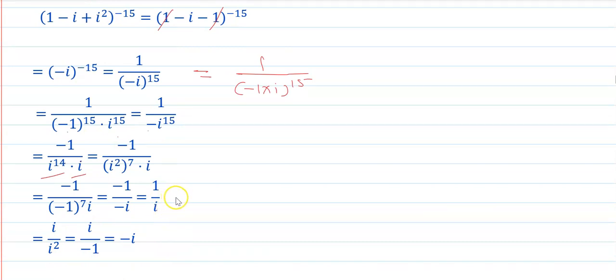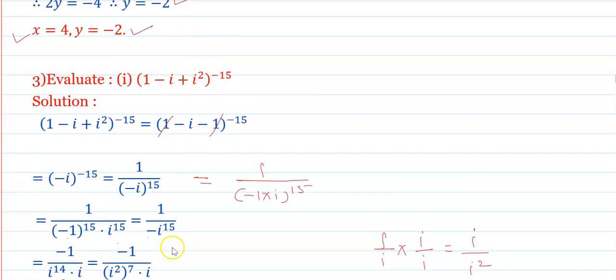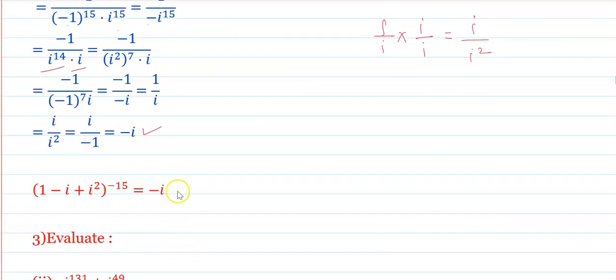Now we have to evaluate this, 1 upon i. Multiply numerator and denominator by i. 1 into i, you will get i. i into i, you will get here i square. i square is minus 1. That is i upon minus 1, you will get here minus i. And hence the answer is minus i. That is, in bracket 1 minus i plus i square bracket is to minus 15, that's equals to minus i.